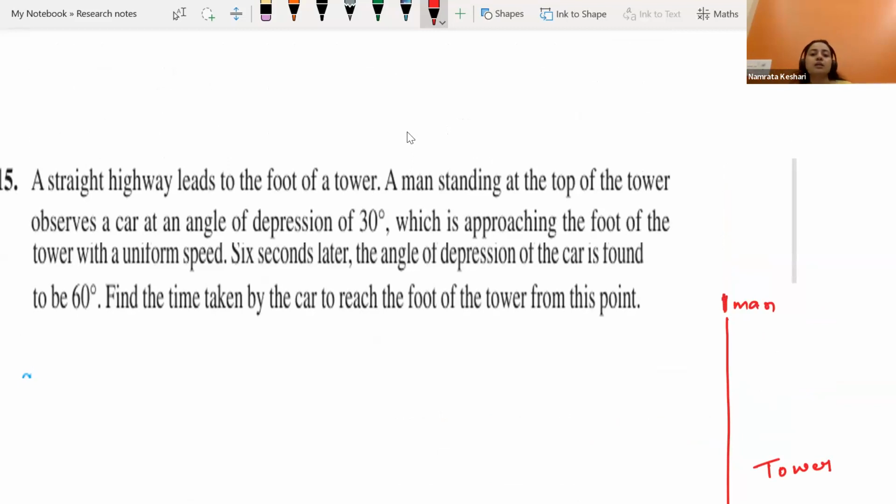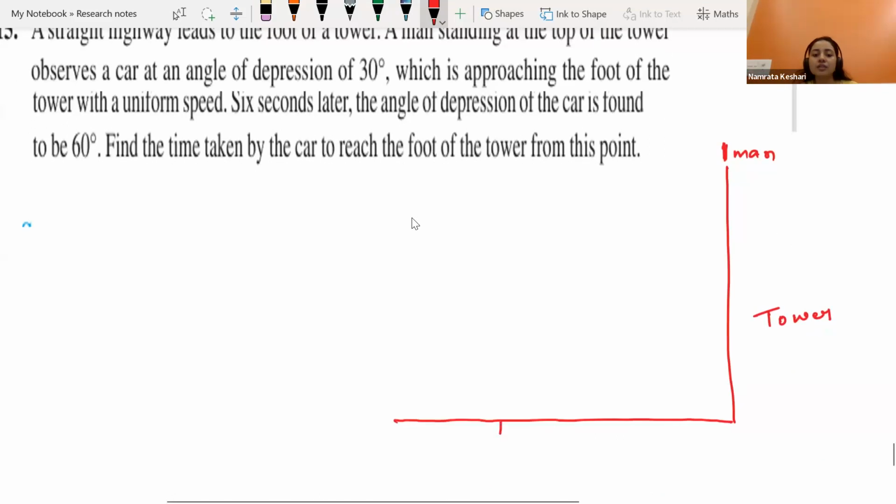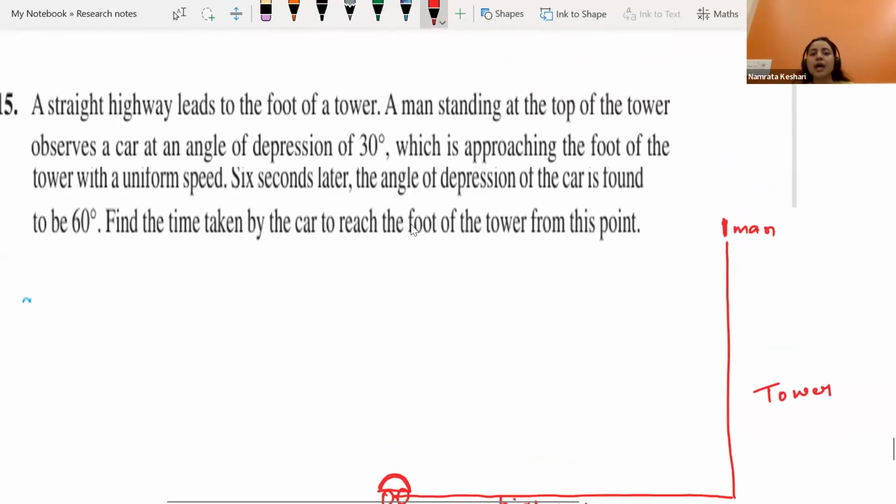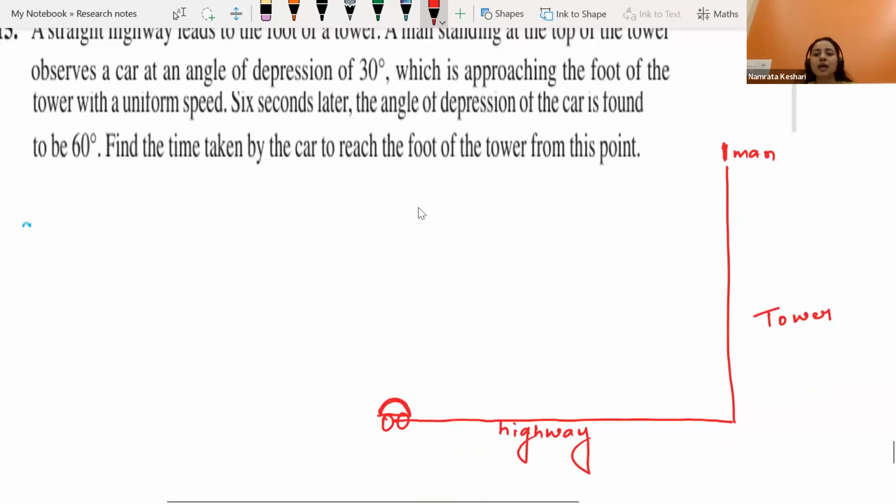The man standing at the top of the tower observes a car at an angle of depression of 30 degrees. Man is observing a car. There is a highway, and on this highway, maybe there is a car. The man observes the car and the angle of depression is 30 degrees.